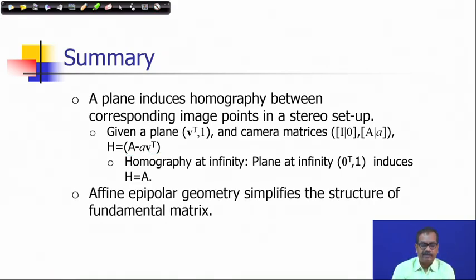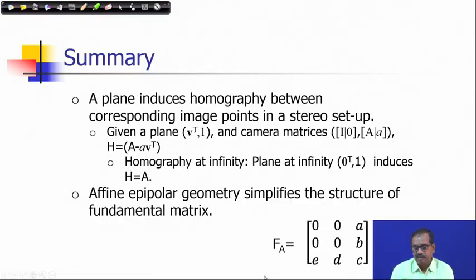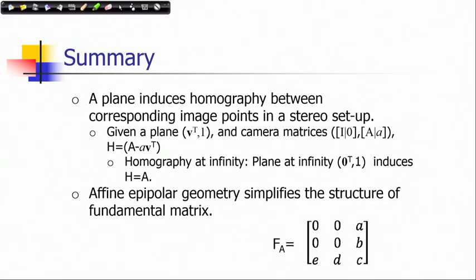We also discussed affine epipolar geometry, which simplifies the structure of the fundamental matrix. Like this is the structure that we discussed. It has only maximum 5 non-zero elements, A, B, C and E, D, C, and this is the structure. So, the epipoles are given by, it is the right epipole, which means the left epipole is at minus B A 0 and the right epipole is minus D E 0.